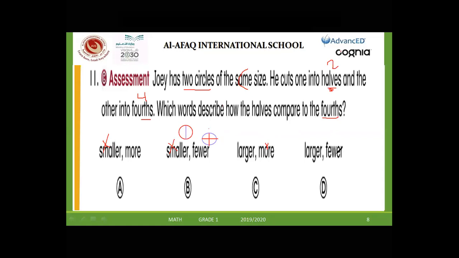Here, fewer for what? Fewer for the number of what? The number of equal shares for the halves. Yes, it has only two, but here fourths has four, so it's correct. This one correct and this one correct. So I can choose it. This correct. And this correct. I will choose this one. Good.